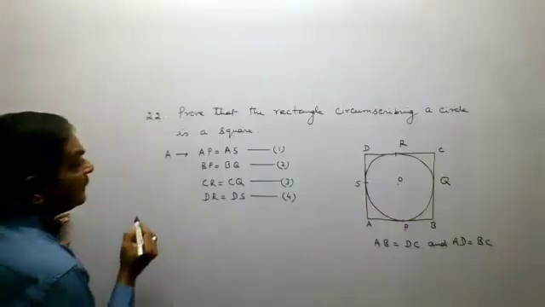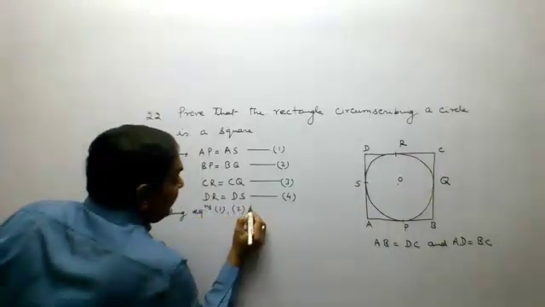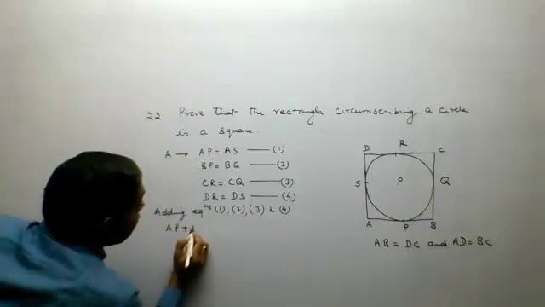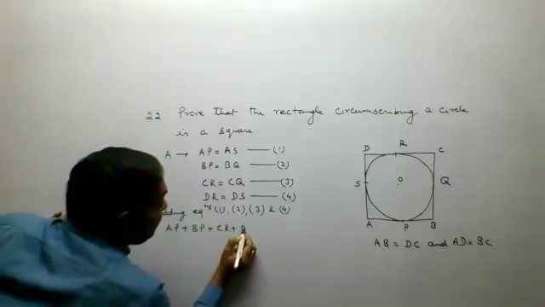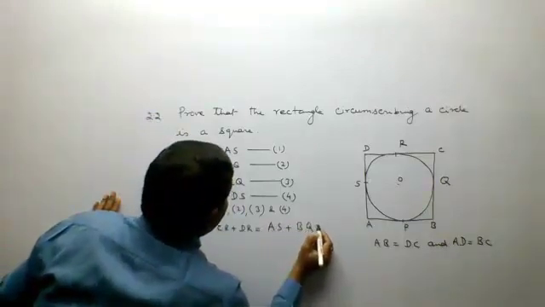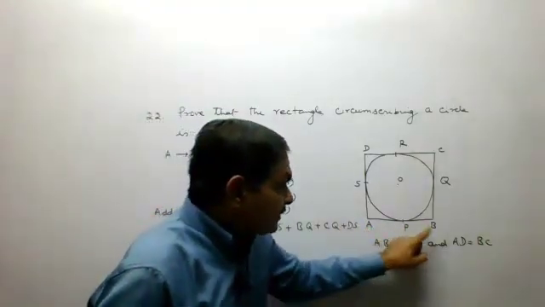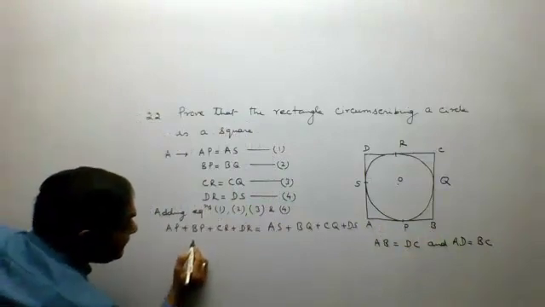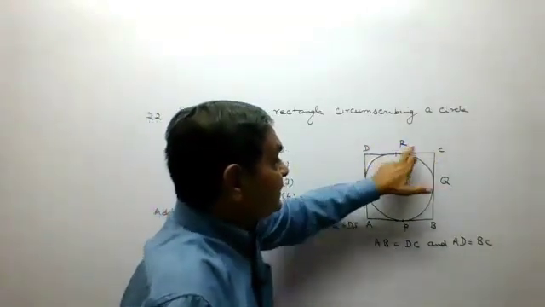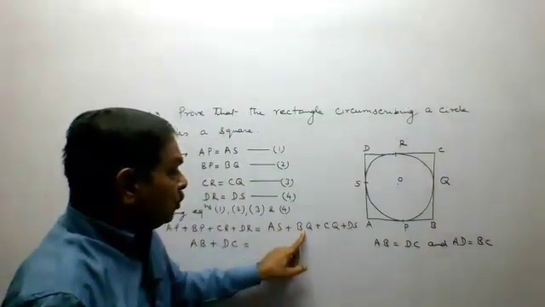Now we add these 4 equations. So adding equations 1, 2, 3 and 4, we get AP plus BP plus CR plus DR is equal to AS plus BQ plus CQ plus DS. This we obtain. Now AP plus BP is AB. So I can write this sum as AB plus CR plus DR. CR is this length, DR is this, so it is CD or DC. This is equal to AS plus BQ plus CQ plus DS.